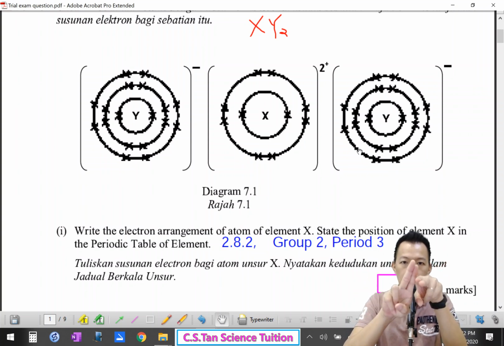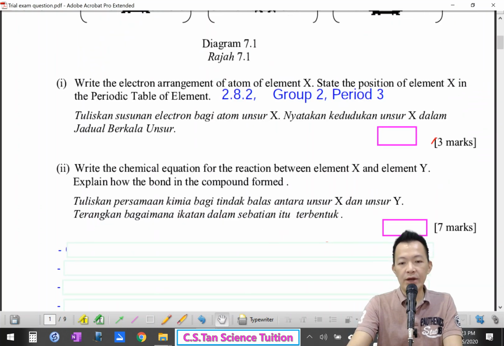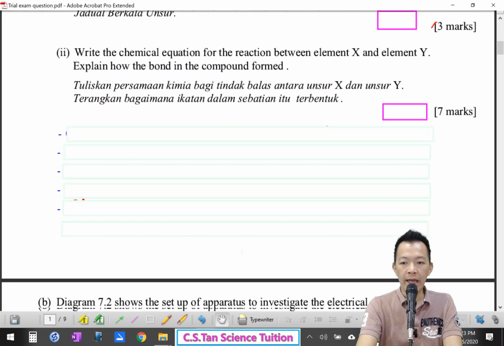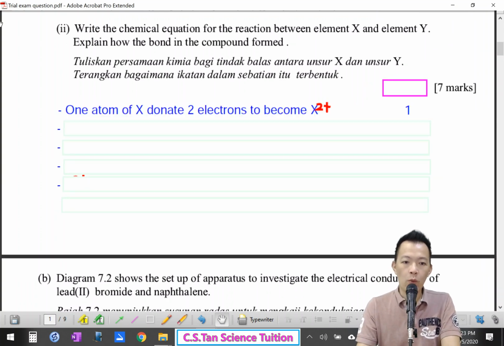Okay, they are attracted together with a strong electrostatic force, and finally become XY2. 这边加多1分，5分。So write your answer just below your paper or anywhere you like 啦，任何的地方都可以。Okay, so 1 atom of X donates 2 electrons to become X2 positive. 一粒的 X 丢掉2粒 electron and become the ion X2 positive.